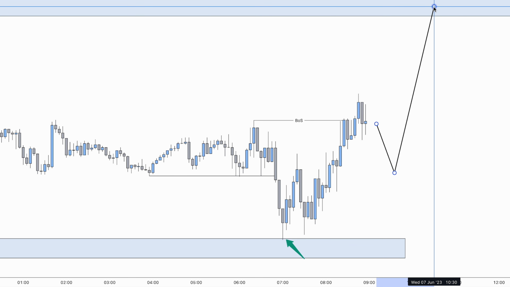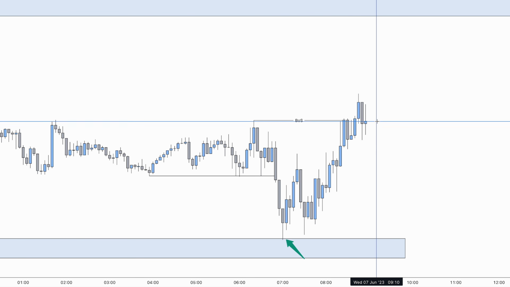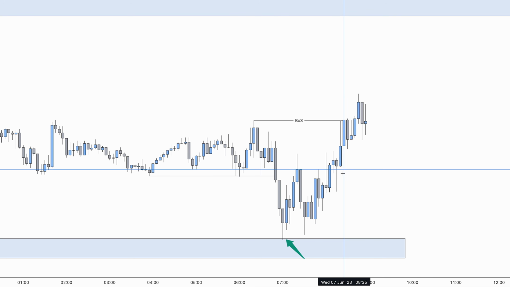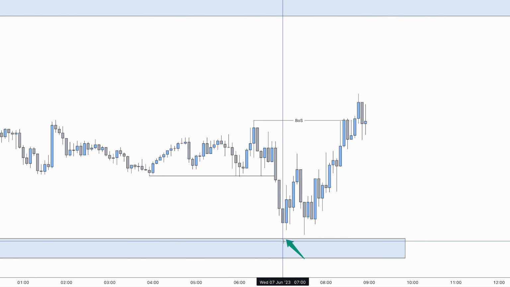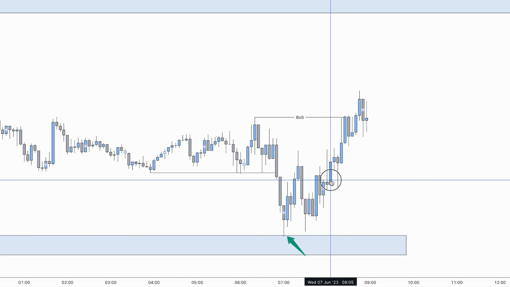So we want to make sure that we're buying from an imbalanced demand zone and not just immediately buying into the market because our risk reward won't be so good. So considering what we've discussed about imbalances so far, do we have imbalance here? No. Do we have imbalance here? No. How about here? Also no.